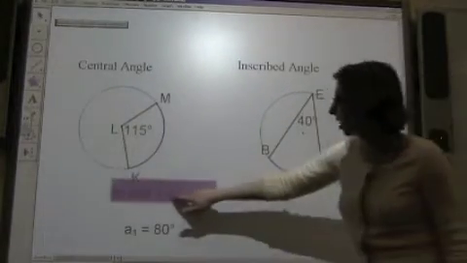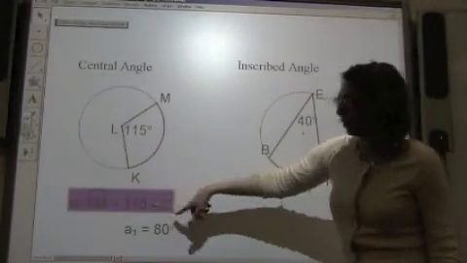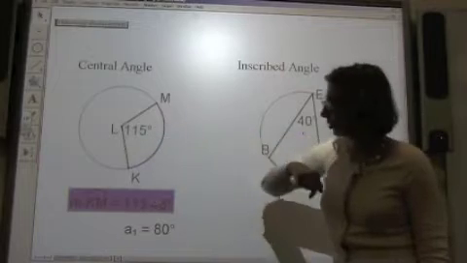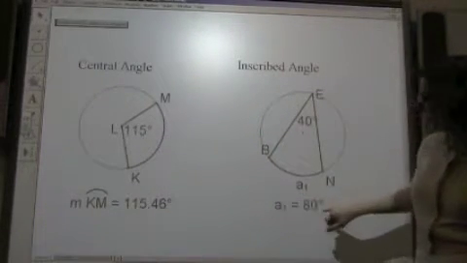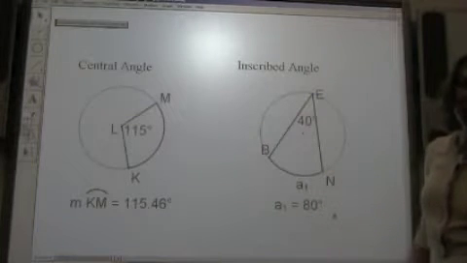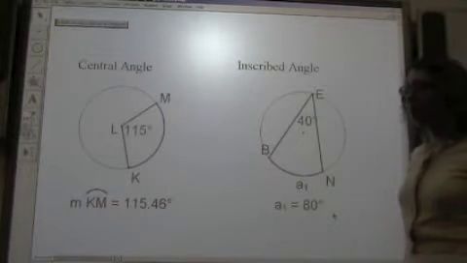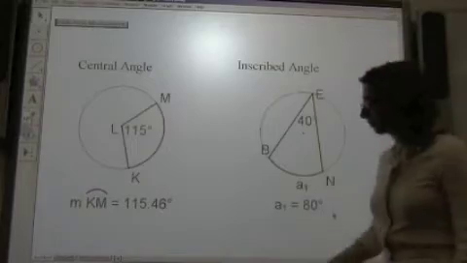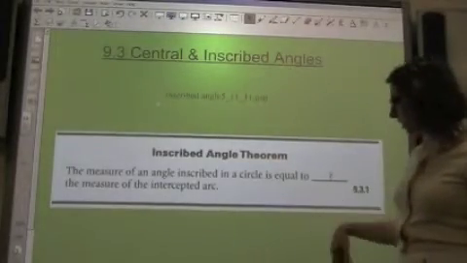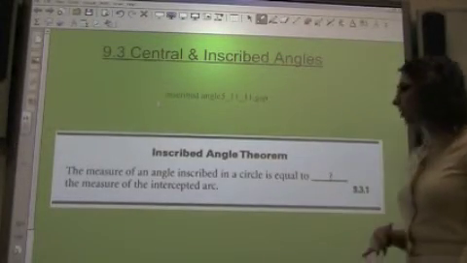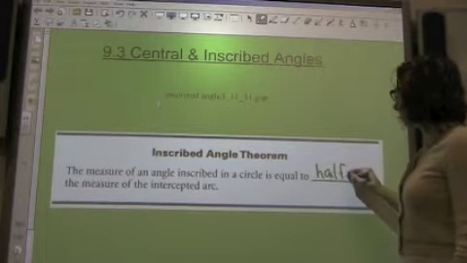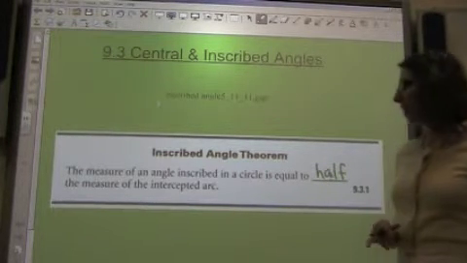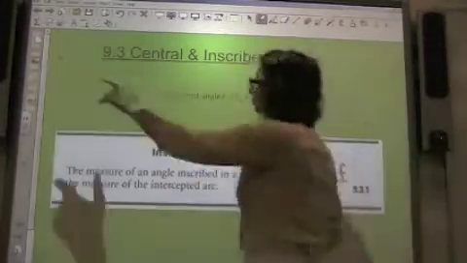So here's the measure of KM. You can see with rounding it's the same as the measure of the central angle. But the measure of arc BN is twice the measure of the inscribed angle. We're going to see why this is tomorrow. So here is the theorem for tomorrow. The measure of an inscribed angle in a circle is equal to half the measure of the intercepted arc.